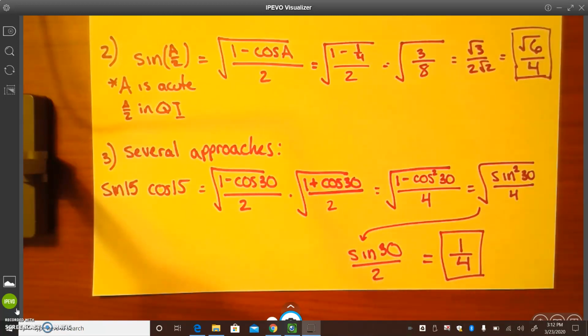There's a couple other ways you could have done that. I'm not saying it's wrong. As long as you got to 1/4 using some formula or logic, I'm okay with that. Simply plugging into a calculator wouldn't be reasonable.